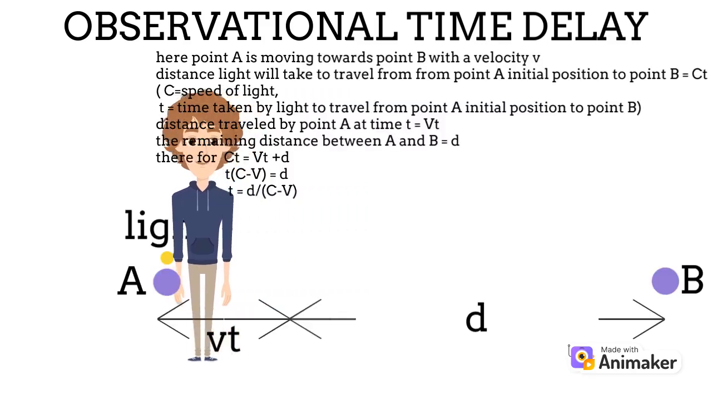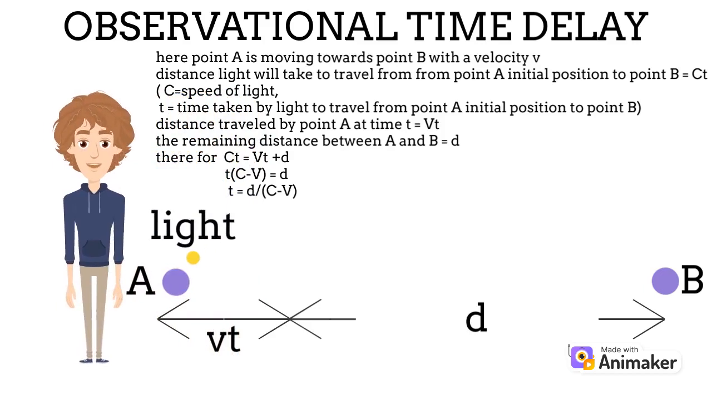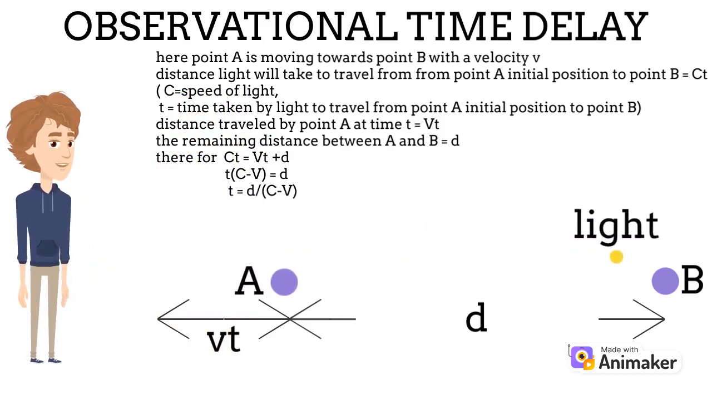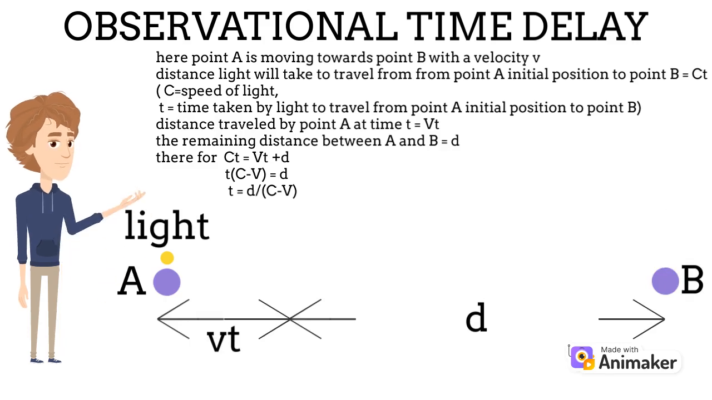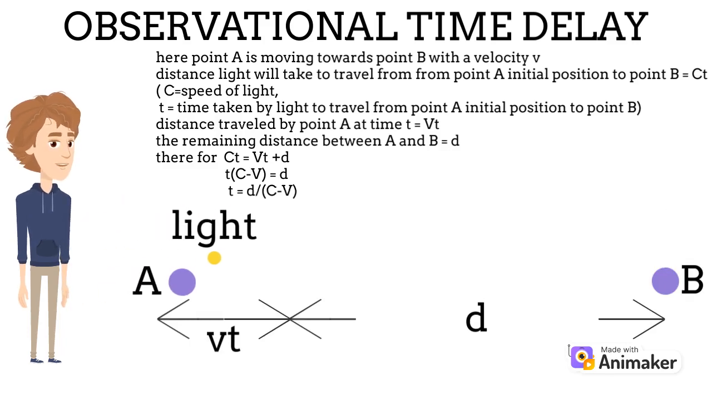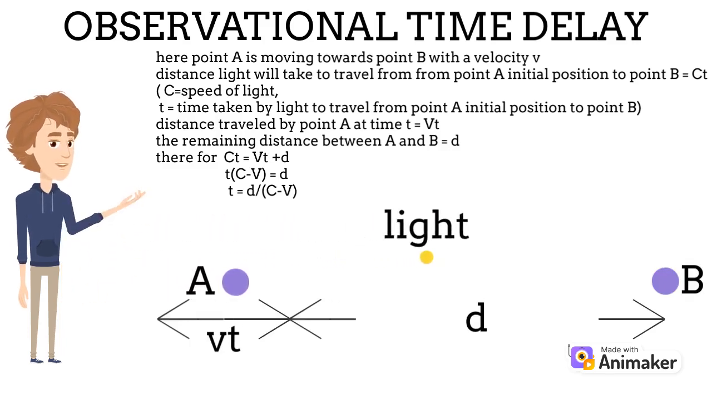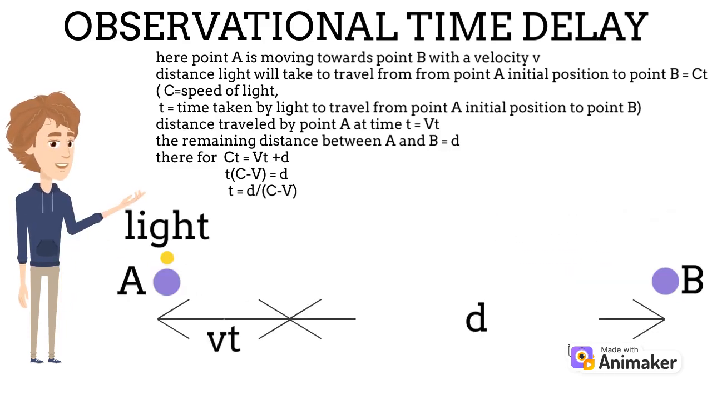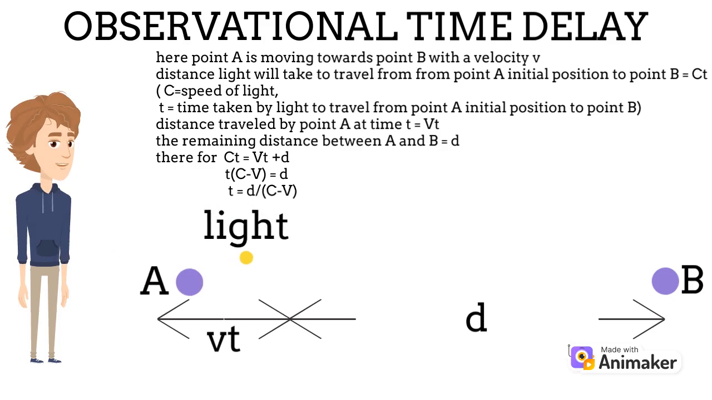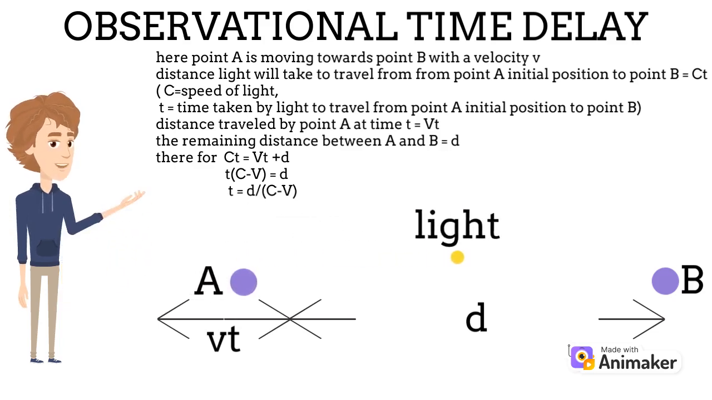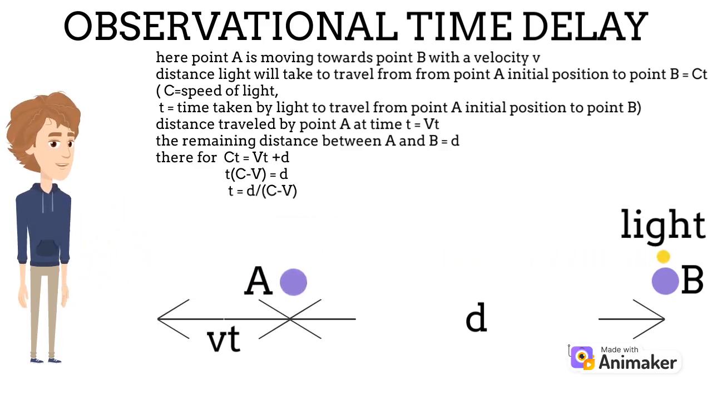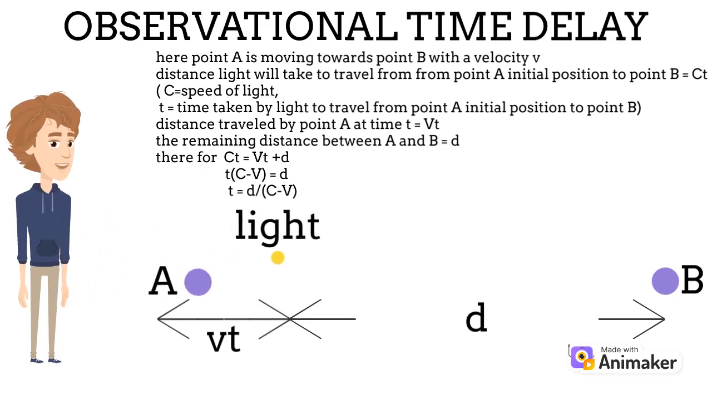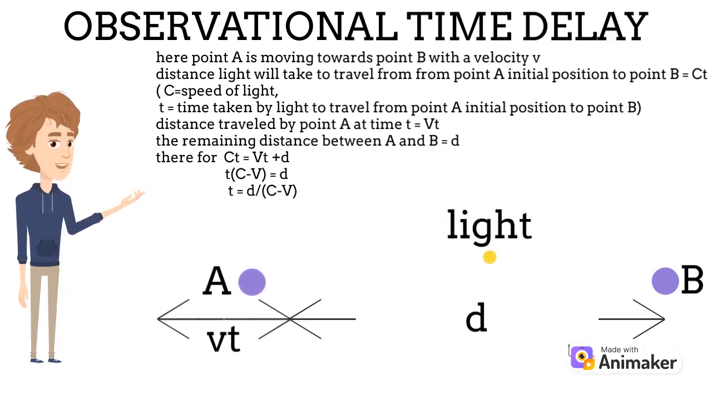Here point A is moving towards point B with a velocity v. Did you see that before the light reached point B, point A moved slightly towards B? The distance traveled by light from point A's initial position to point B equals ct, where c equals the speed of light and t equals the time taken by light to travel from point A's initial position to point B. The distance traveled by point A equals vt. The remaining distance between point A and B after time t equals d.